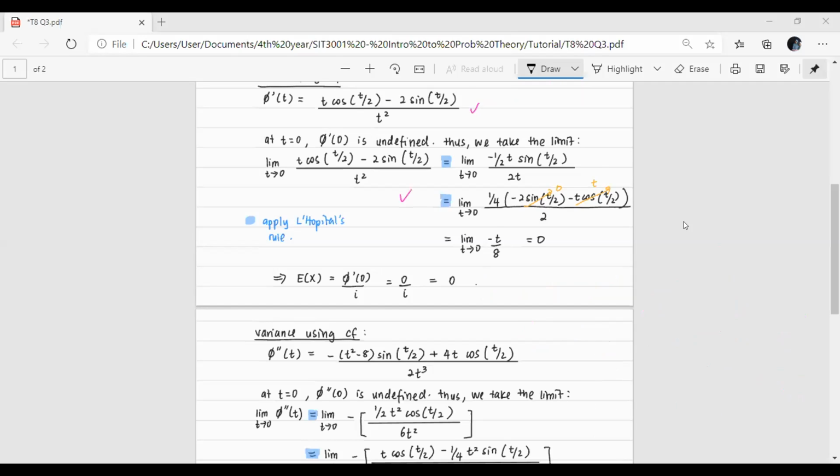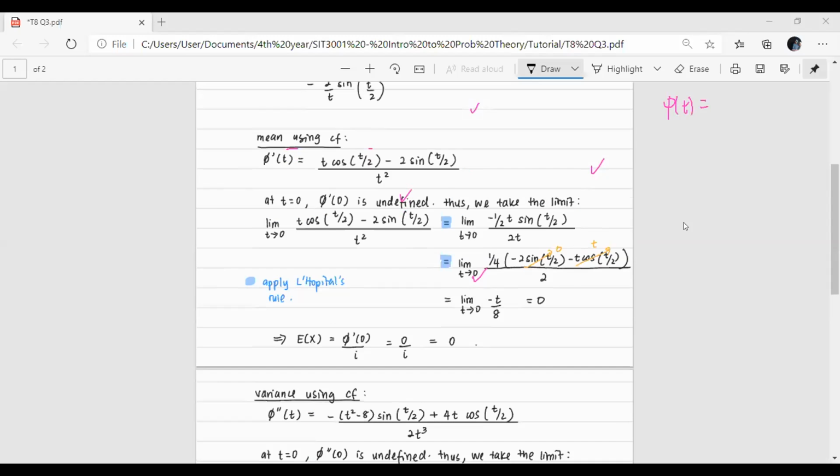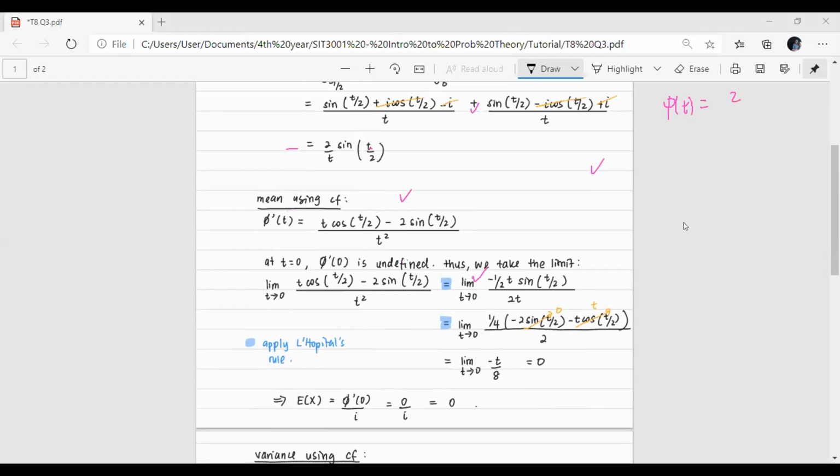So then you'll take this, all right? Because you cannot directly substitute, so you take the limit and apply L'Hopital's rule, so you get this, right? I'm just wondering if there's a simpler way to do it. Just now, what did we get for phi t? 2 sine t over 2. Okay. So can I try to express this in terms of phi t?